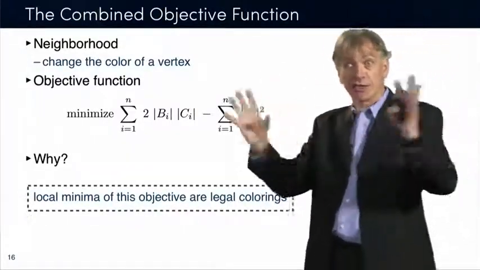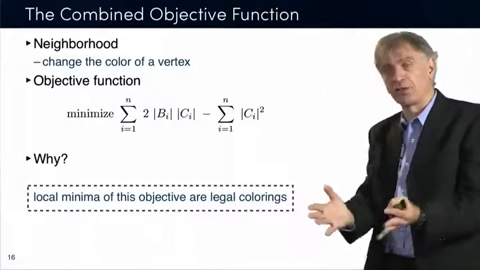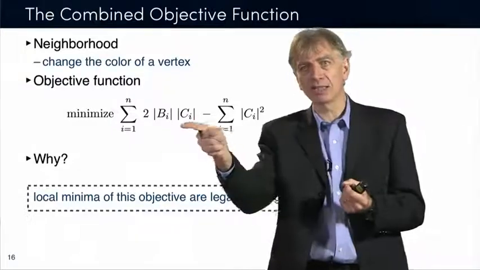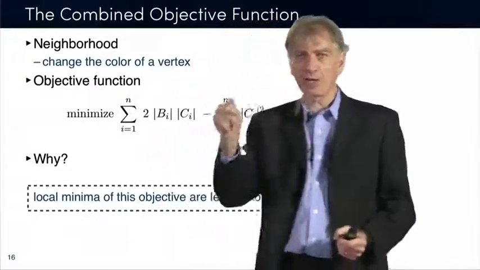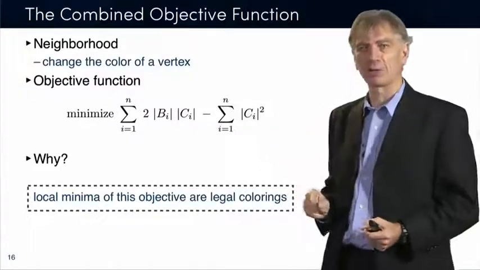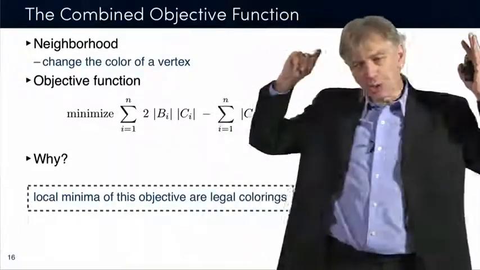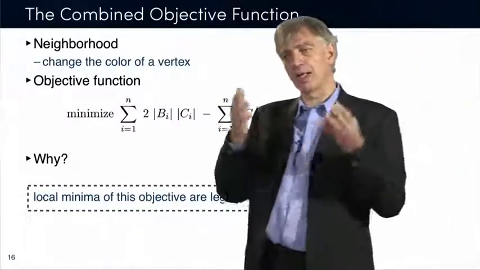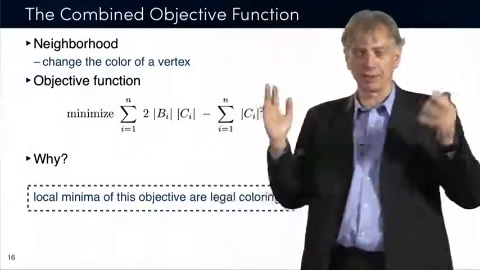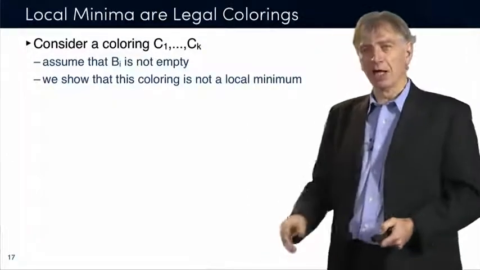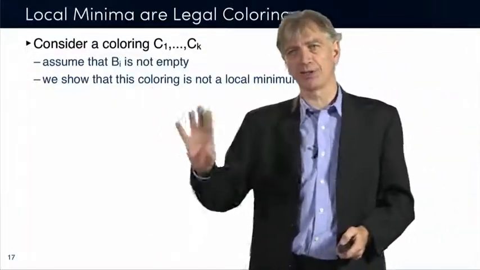Wow, that's amazing, right? I just minimize this function using local search. I get to a local minimum, and because of the design of this function, you are guaranteed that the minimum is going to be a legal coloring. Therefore, you can just run this, find a local minimum or a bunch of local minima, and all of them will be legal colorings, and you can take one of them as your solution. And why is this true? This is the proof. It's a very simple proof.